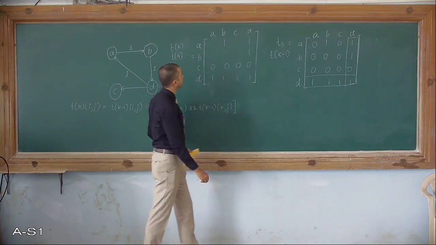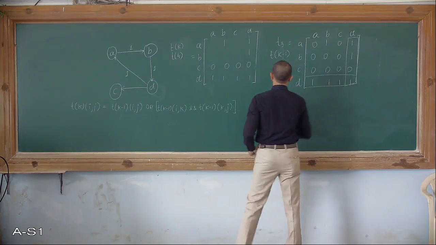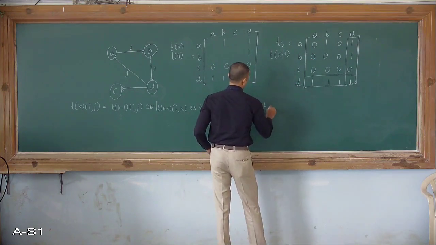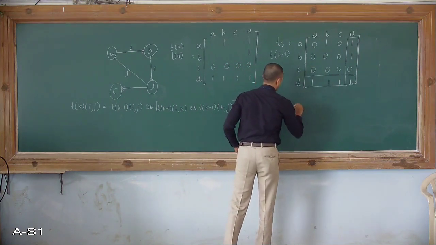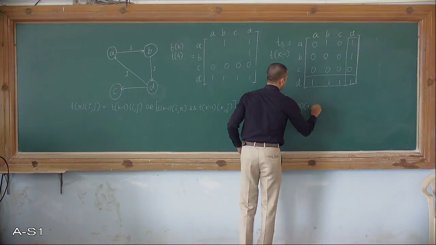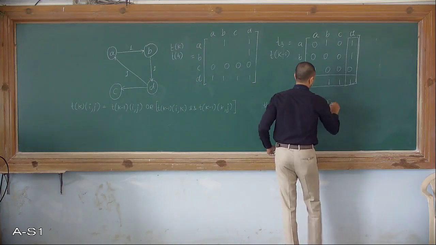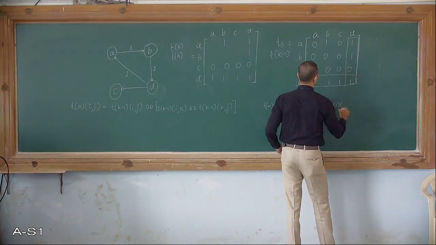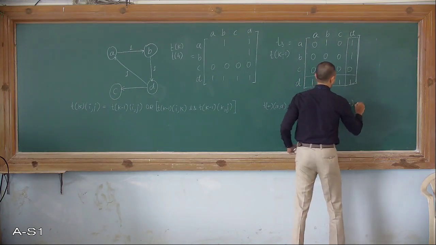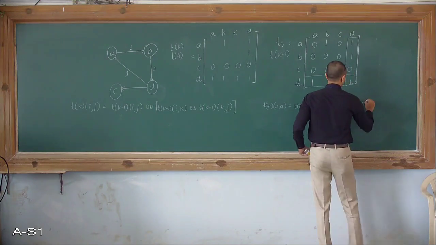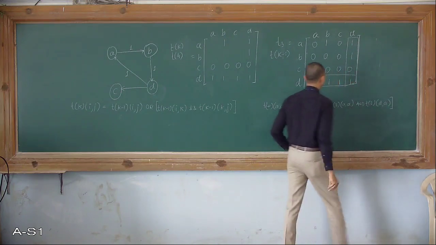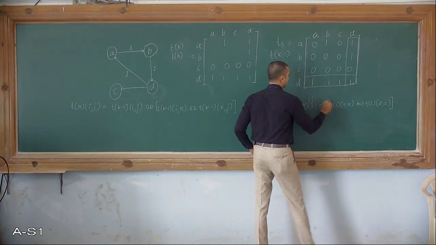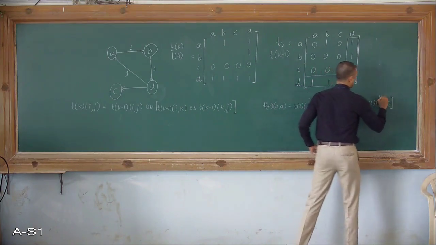So remaining ones, A to A. Let's find out. In T4, A to A: in T3, A to A, or T3 intermediate vertex is D. So A to D and T3 D to A. So if this is IJ, this is IK, and this is KJ.